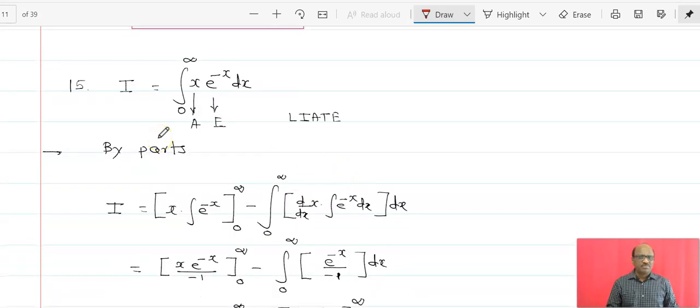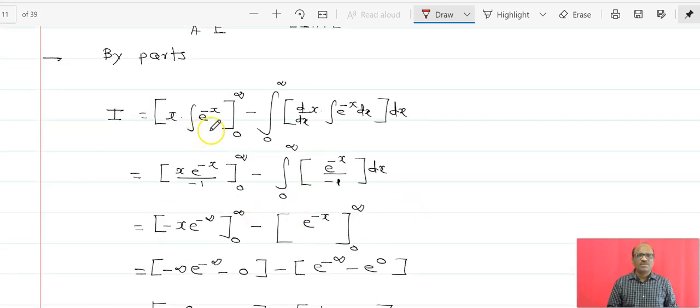Now the problem number 15, I is equal to the integral 0 to infinity of x into e raised to minus x dx. It is algebraic and exponential. Again by LIATE, algebraic and exponential by parts. First function into the integral of the second, integral 0 to infinity, minus the integral 0 to infinity of the derivative of the first into the integral of the second. What is the integral of e raised to minus x? The integral of e raised to minus x is e raised to minus x upon minus 1.